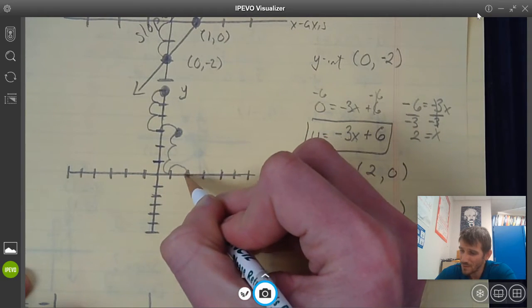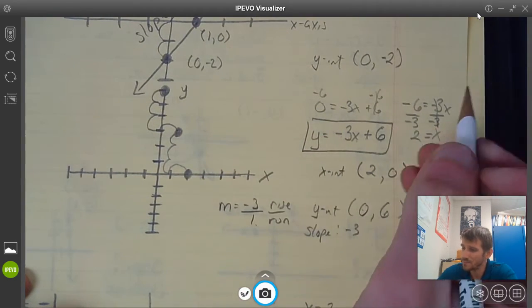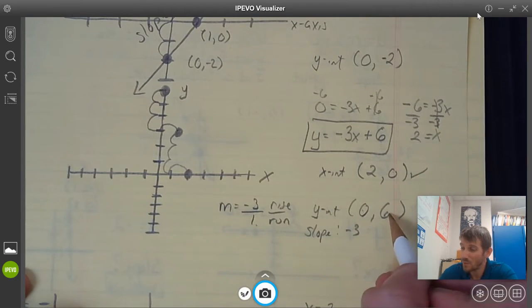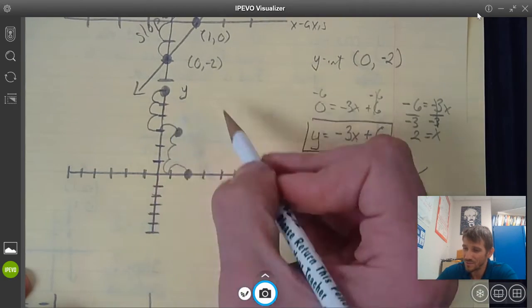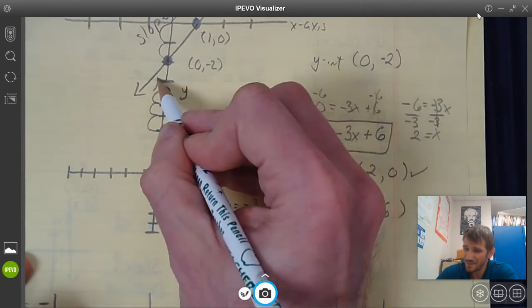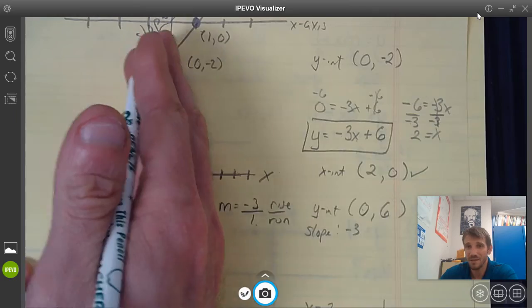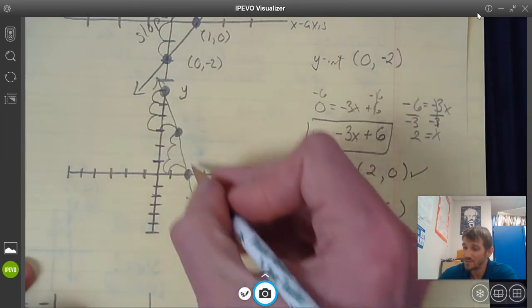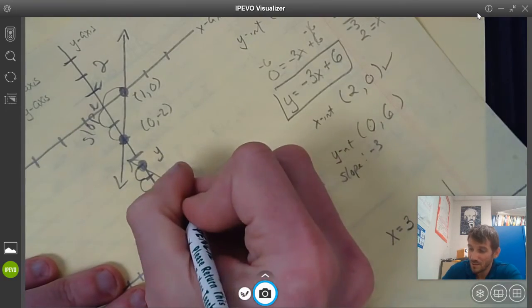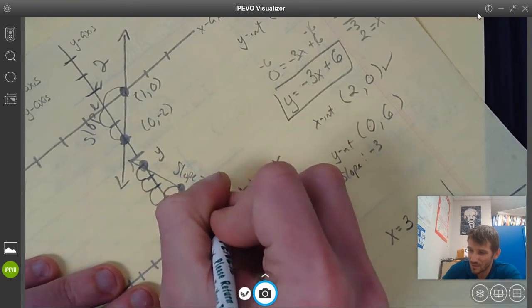right 1. And look where we hit, exactly at (2, 0), like we predicted. The y-intercept is at (0, 6), like we predicted. The slope is negative. That's why the line drops going from left to right. It drops down because the slope is, and I'm going to write that here, the slope is -3.